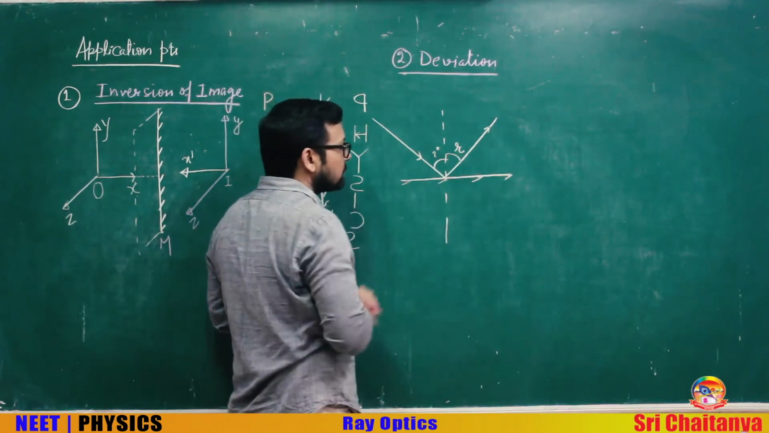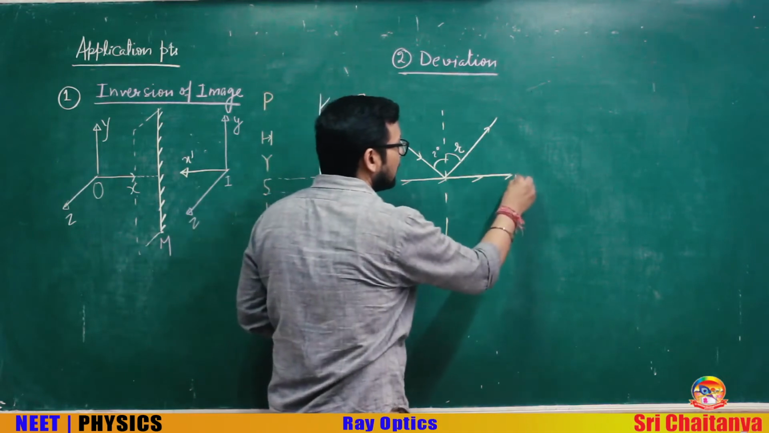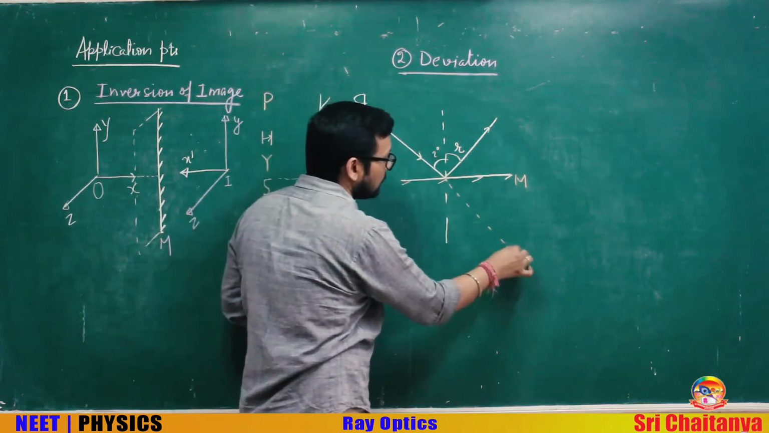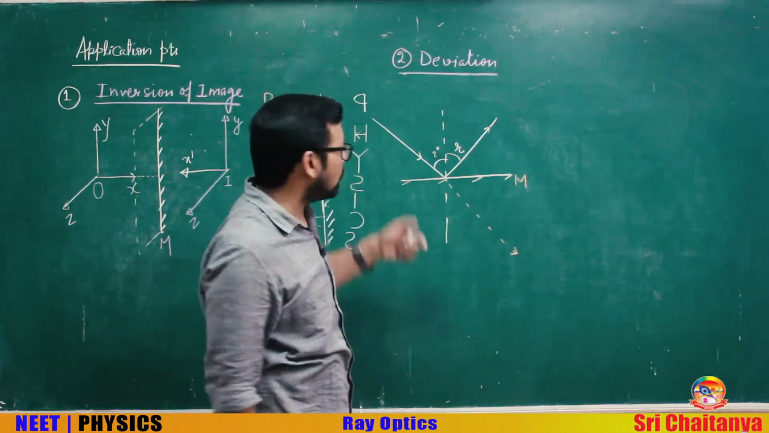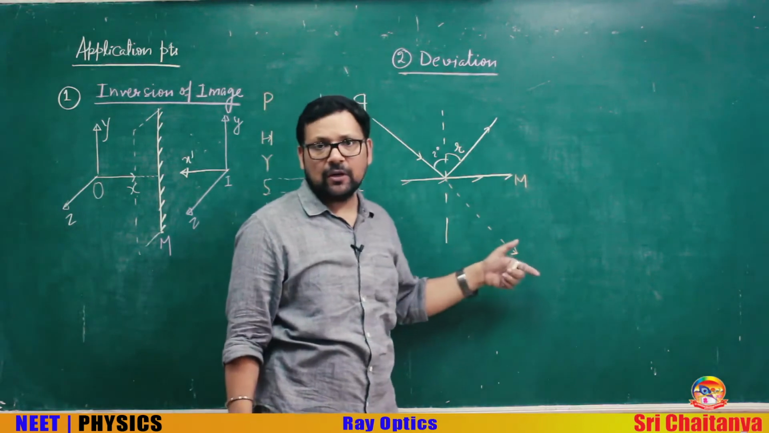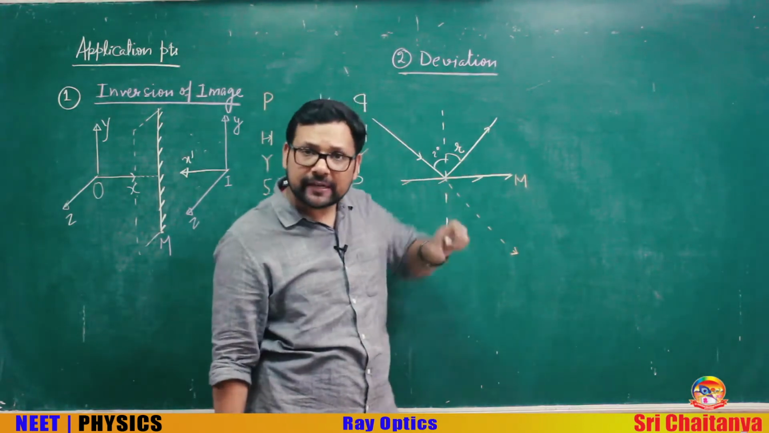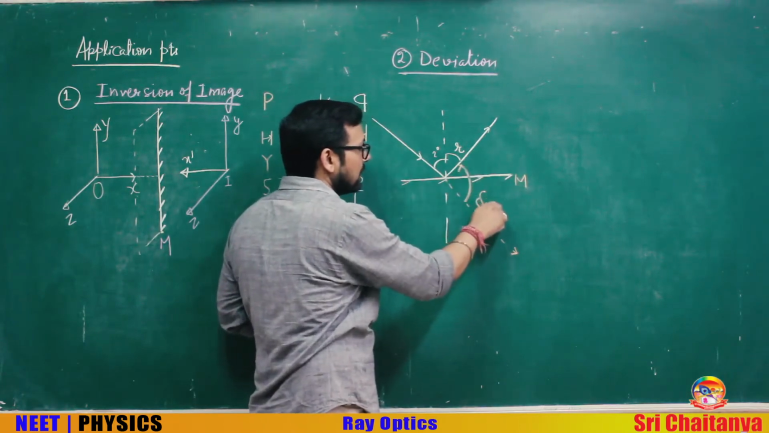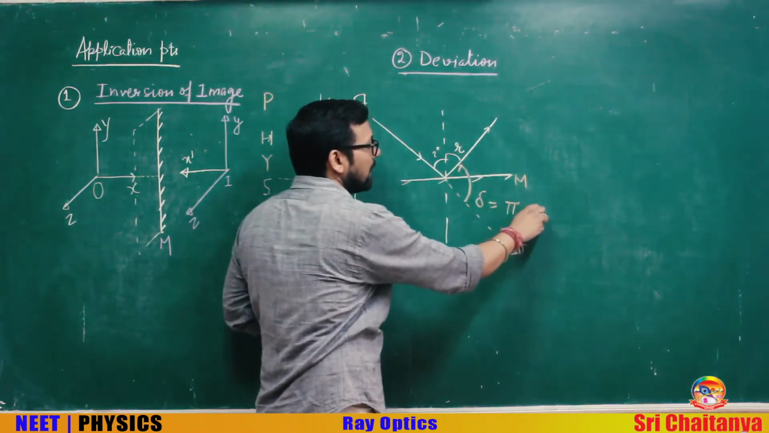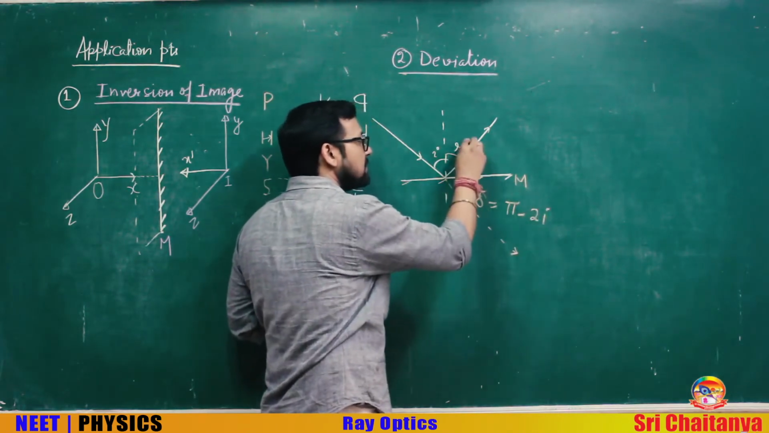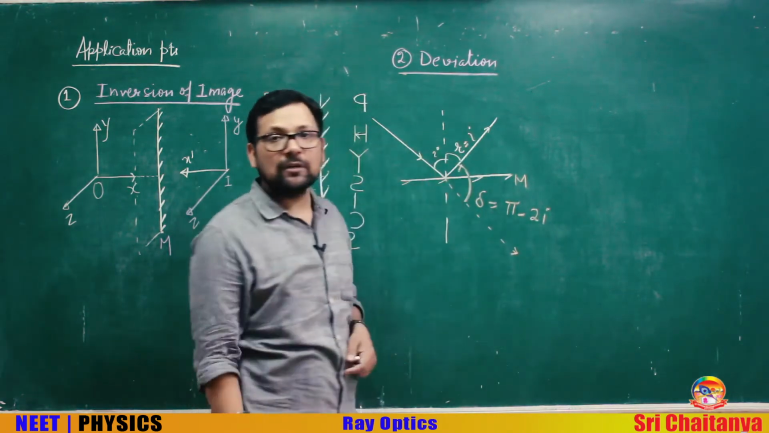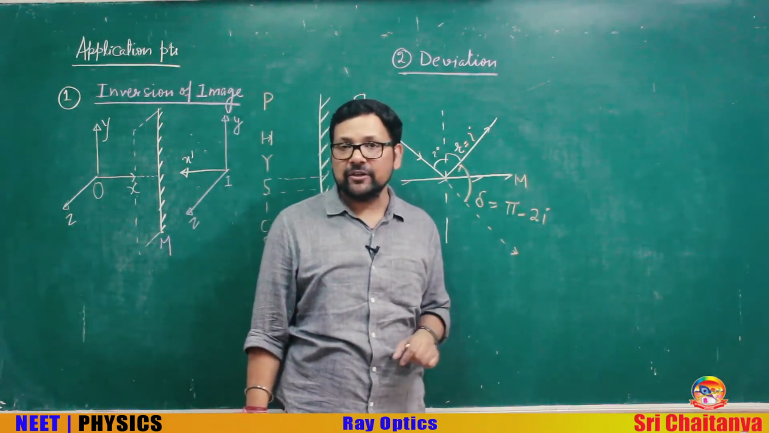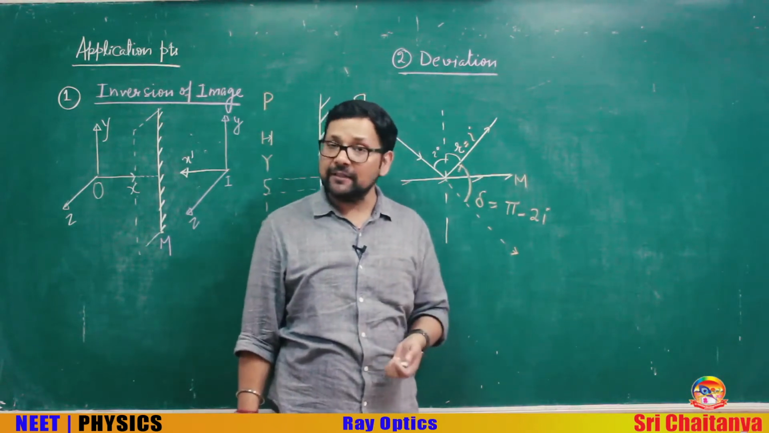Now suppose this surface, the plane mirror, had not been present, the ray would have traveled like this. So the ray was actually wanting to travel in this direction. What that mirror did, it deviated it in this direction. So this is the deviation, and deviation is 180 degrees minus 2i, because r is also equal to i according to the law of reflection. So if you know the incidence angle, you can calculate the deviation as pi, 180 degrees, minus 2i.